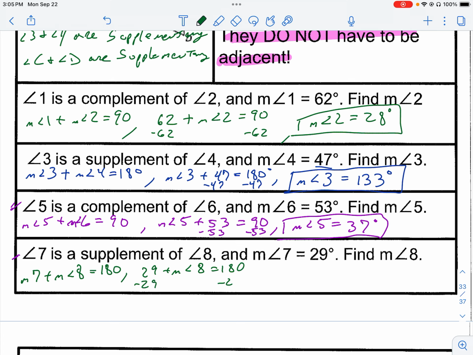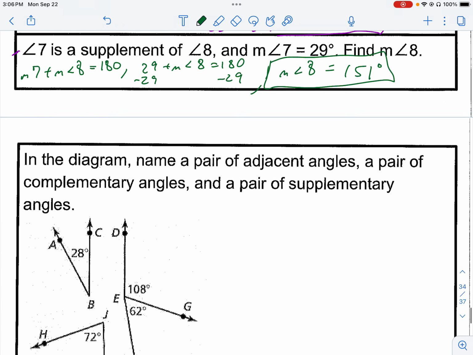And I subtract 29 from both sides, and I get the measure of angle 8 equals 151 degrees. And that's complements and supplements in a nutshell.